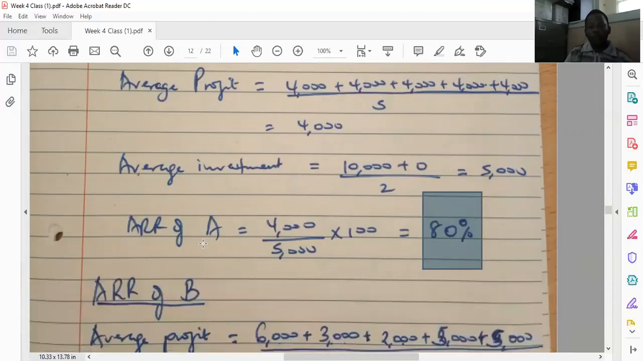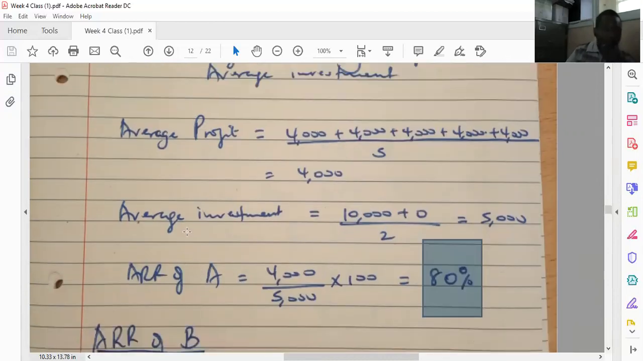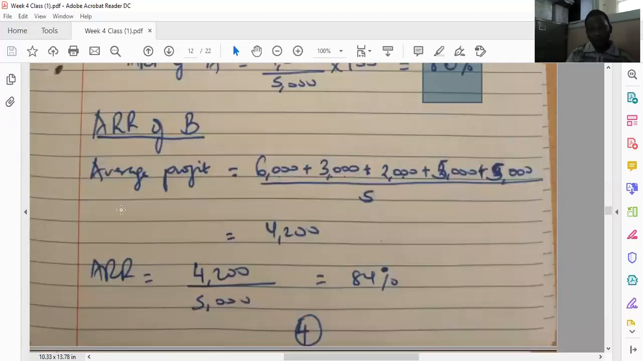Then we move on, and again, remember in the assignment that I gave you, suppose you've been given cash flows and some additional information. That additional information is to assist you to obtain the accounting profits. So in that question, you're supposed to obtain the accounting profits and to use them in computing the accounting rate of return. So we move on to the accounting rate of return of project B.